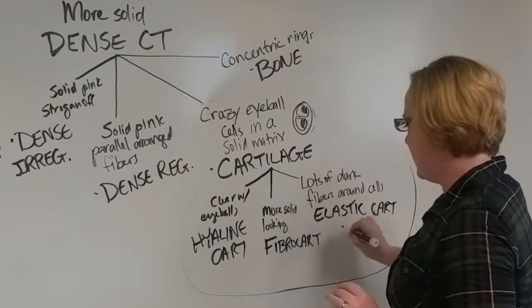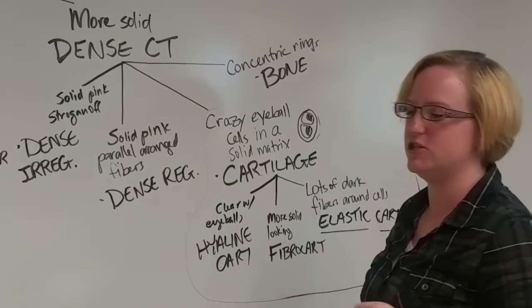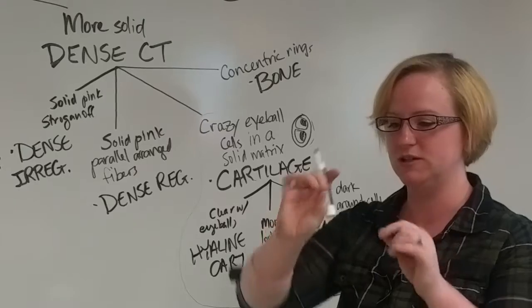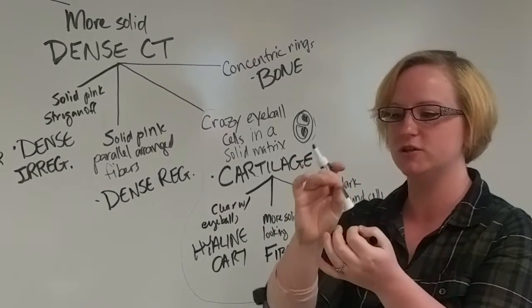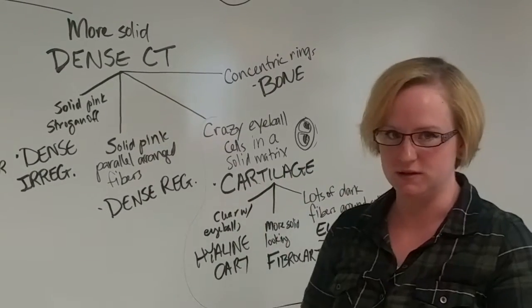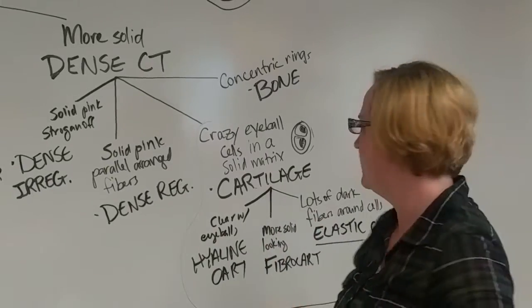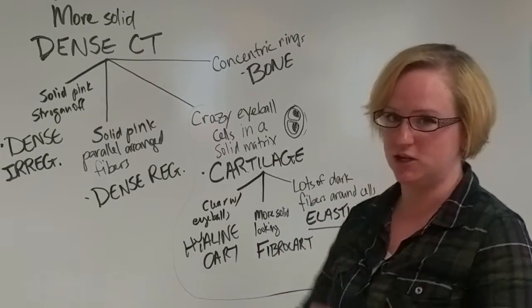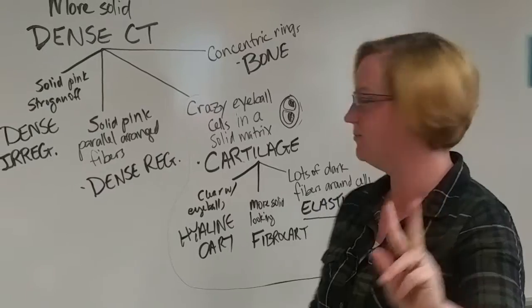But one of the kinds that you're going to see is called elastic cartilage. So you'll see the crazy eyeball shape, and you're also going to see dark strands that surround the cells and kind of shoot through all that tissue. So that's when you know you're looking at elastic. Crazy eyeballs and dark fibers.